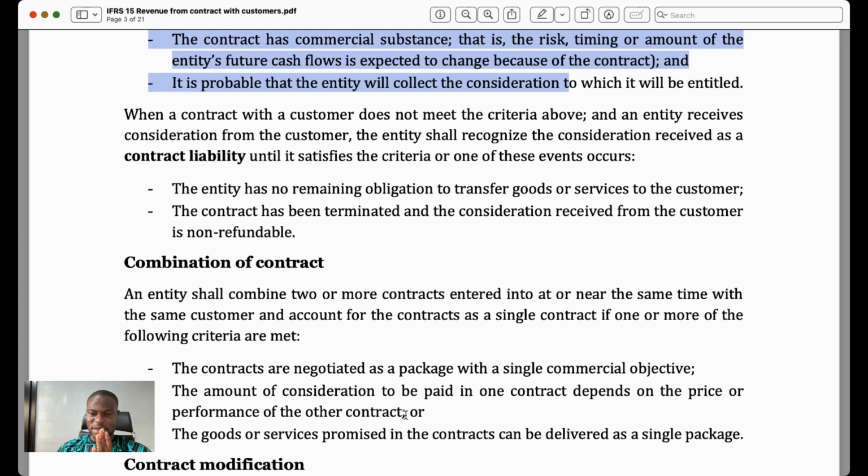So when you have separate contracts that are negotiated as a package, they have a single commercial objective, meaning that they will be delivered as a single package, and the price you will pay on one contract or the price you will receive on one contract depends on the performance or the price of the other, then those are not separate contracts. It's in fact a single contract. So you combine those ones. So that's combination of contracts.